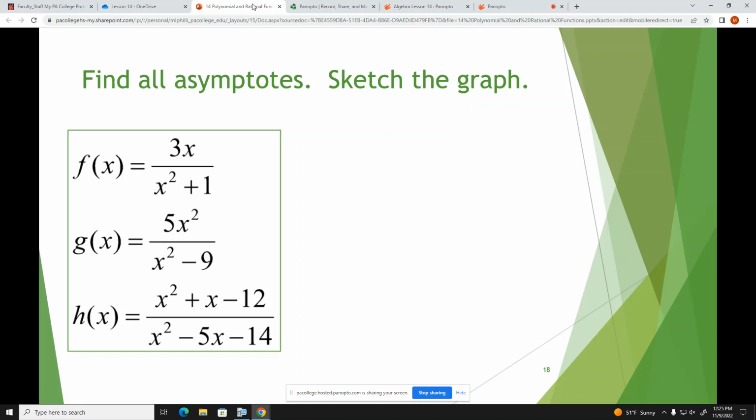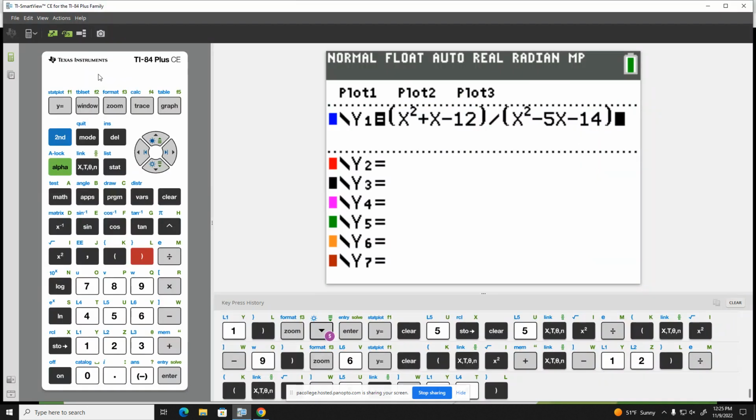In this video, we're going to attempt to find all the asymptotes and sketch a graph for the h of x function. So I'm starting off with my graph. I went to my graphing calculator and typed this in. I used parentheses around the top and parentheses around the bottom, because the top had different terms with the plus and minus, and so did the denominator.